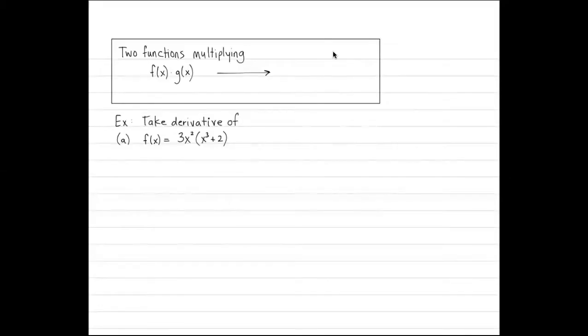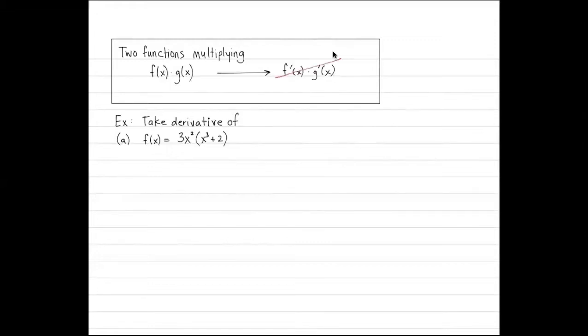Okay, so we just finished talking about what happens when two functions are adding or subtracting. And when we take the derivative of two functions adding or subtracting, it worked out really nicely because we can just do the derivative of one plus the derivative of the other. Now, when we have two functions multiplying, one might guess that we might just be able to do the derivative of the first times the derivative of the second. But unfortunately, that is not how derivatives work.